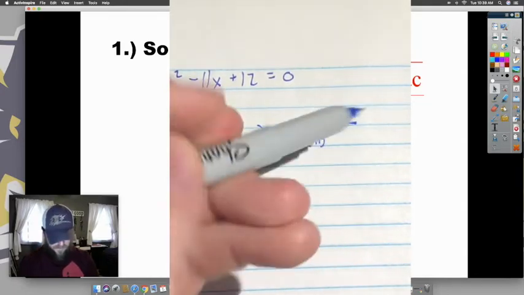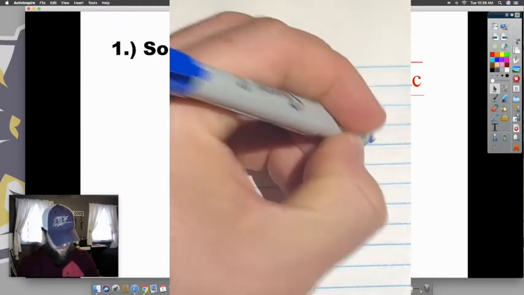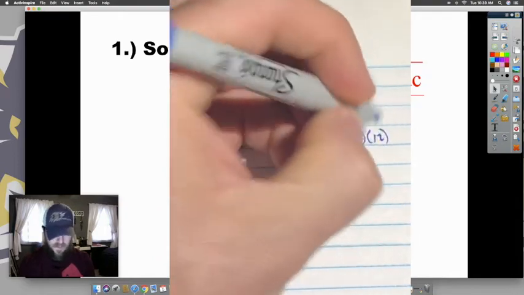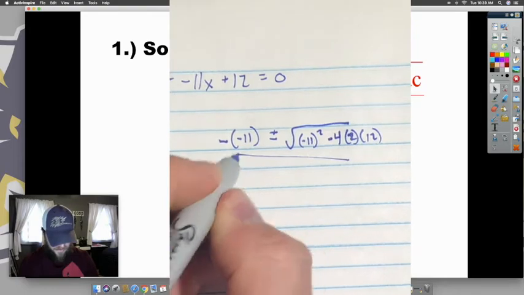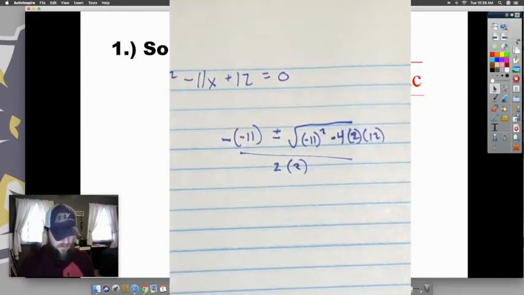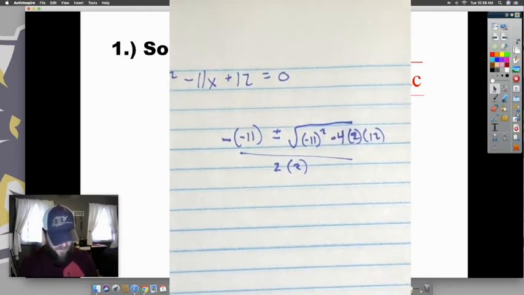We have minus 4 times A times C. Again, you don't need parentheses. If there's negatives, it might help with your calculator. And the last part, we're going to divide by 2 times A. So for this first example, I'm showing where everything would go number-wise, and then we'll start to clean it up.